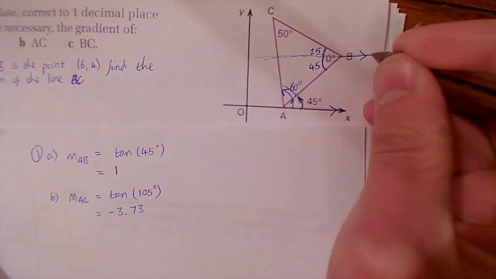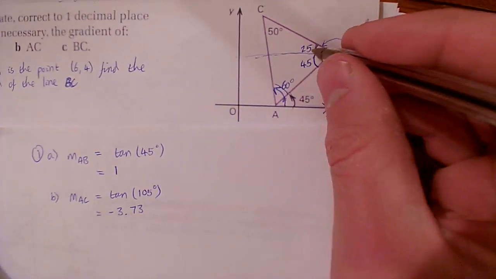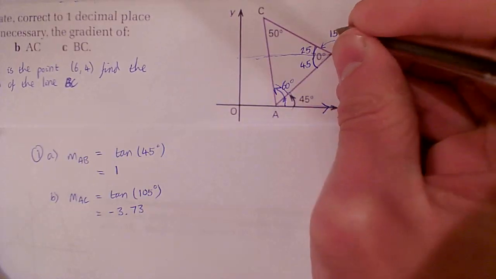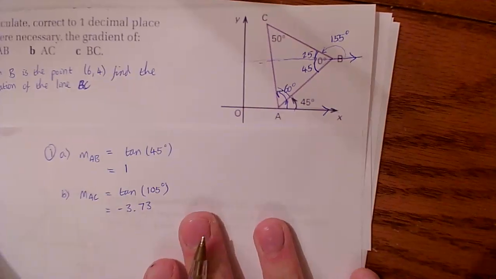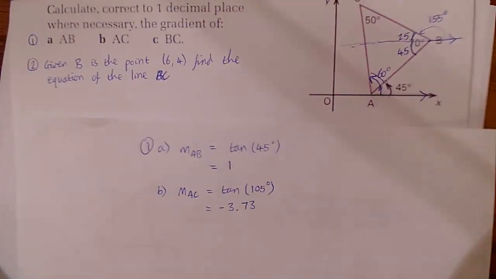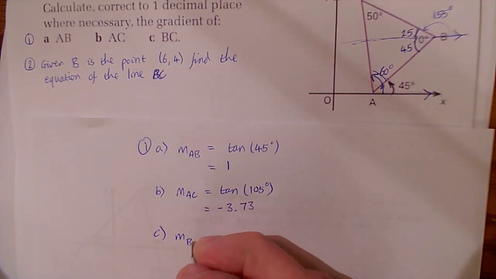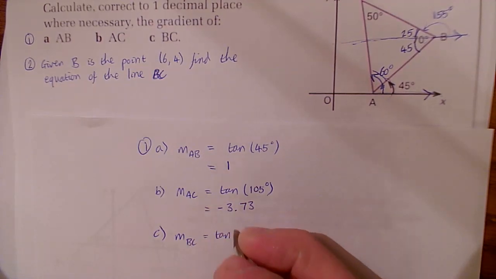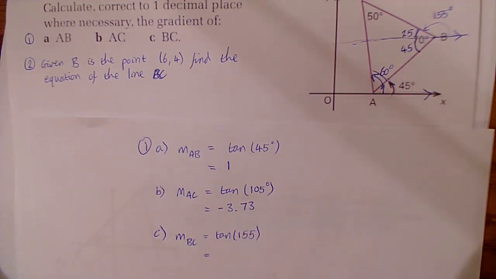Now, we want the anti-clockwise angle from the horizontal to there, so we're doing 180, take away our 25, which is 155 degrees. So lots of angle work to do here. Actually, the gradient stuff is in some ways the easy bit. It's just figuring out what angle we're interested in and how to get it. So now the gradient of BC is equal to tan of 155. Again, it's just a matter of putting that into the calculator and seeing what you get.